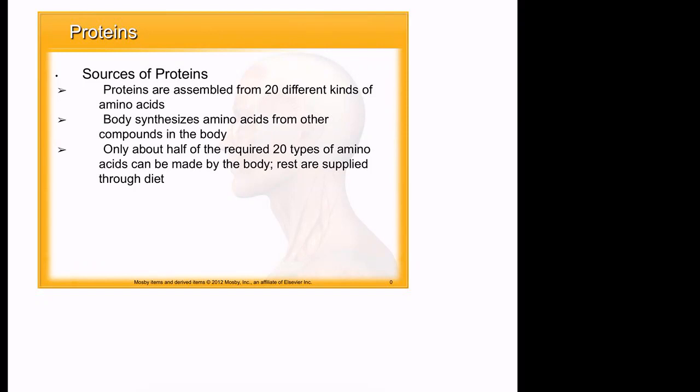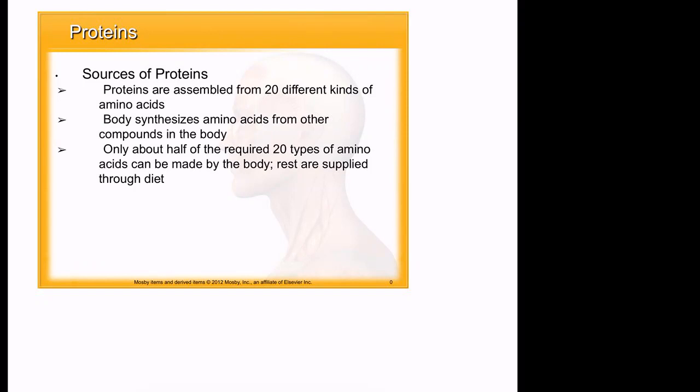Proteins are made up of amino acids. Those are the little Lego blocks, the building blocks that build up proteins. We snap them together and make the proteins that we need, whether they are structural proteins or enzymes. We are going to take these individual Lego blocks called amino acids and snap them together in the format that we need them at any given time. You'll notice here, only about half of the required types of amino acids can be made by the body. The rest are supplied through diet.